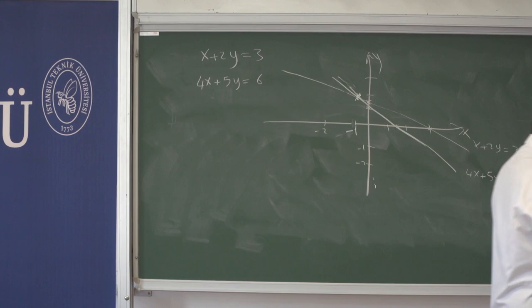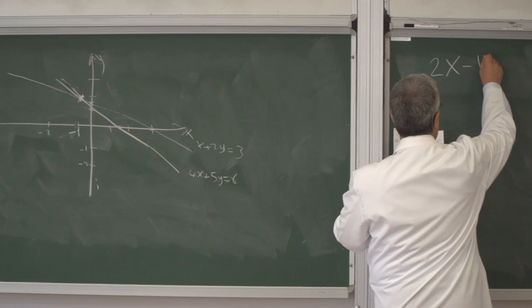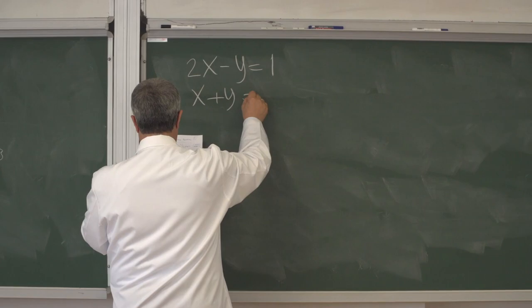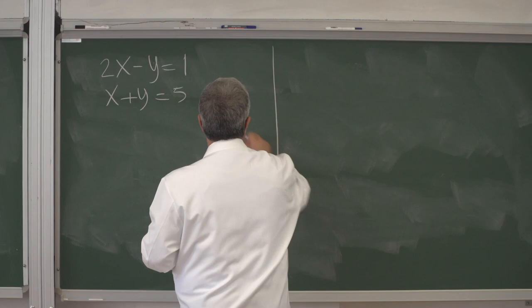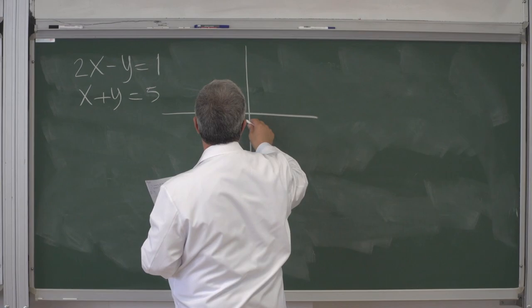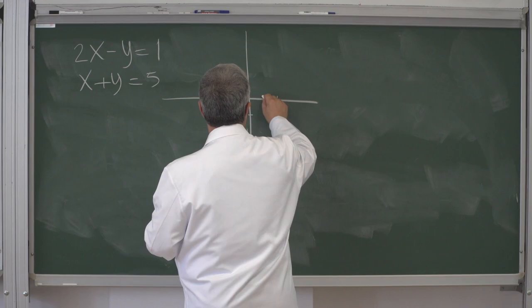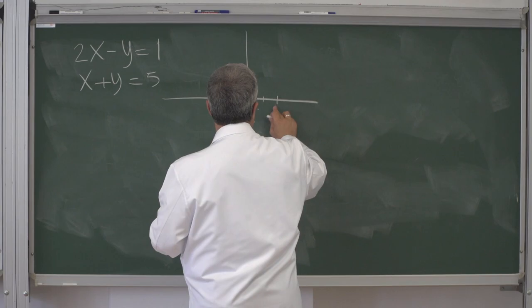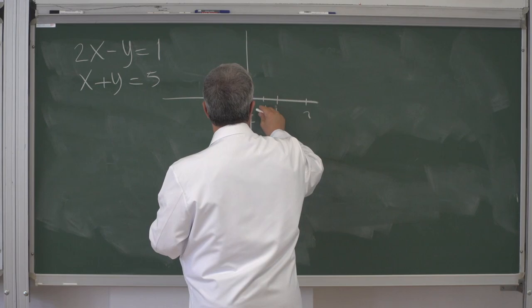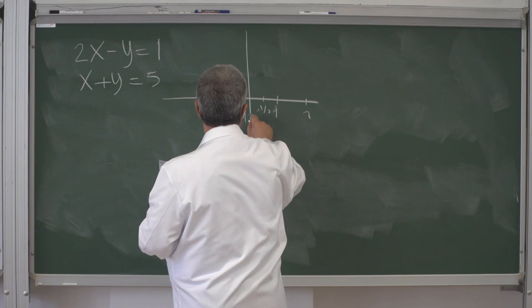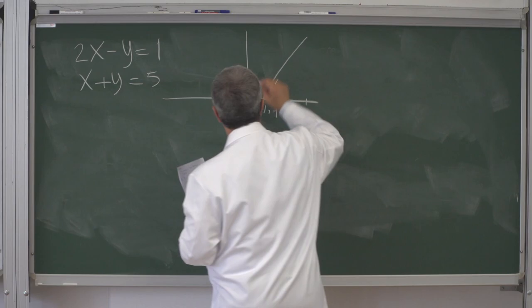Now let's talk about a simpler system, 2x minus y equal to 1, x plus y equal to 5. Again, when we look at this here, when x is equal to 0, y is equal to minus 1, and when y is equal to 0, x is equal to 1 half. So it is 1 half, minus 1, 1, 2. This is minus 1 half. So it is this line.